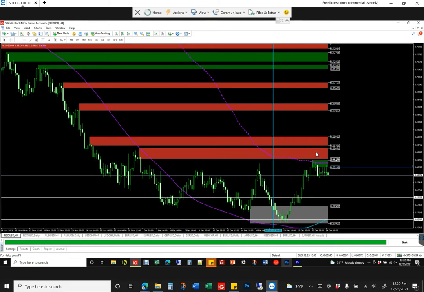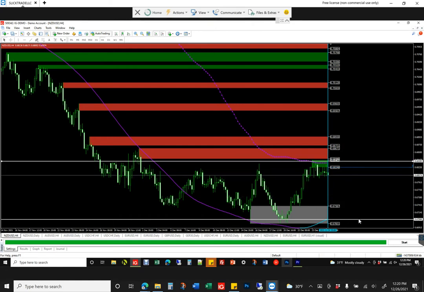So how do we plan this out for the future? For the upcoming week, how do we plan this? What I always do is I move my vertical line to the current candle. I grab my upper and my lower.